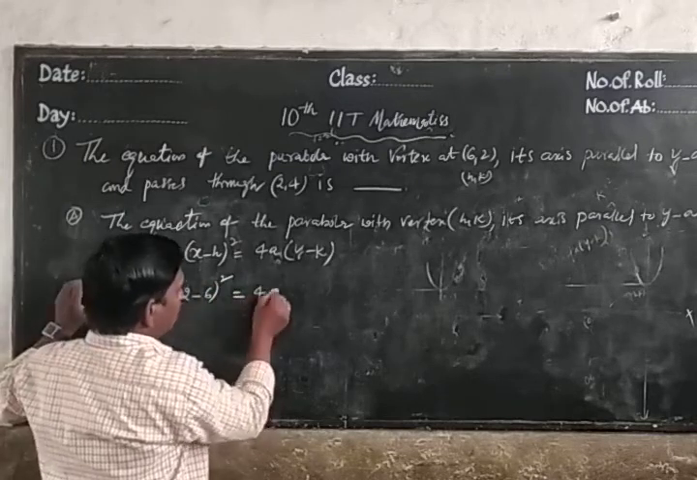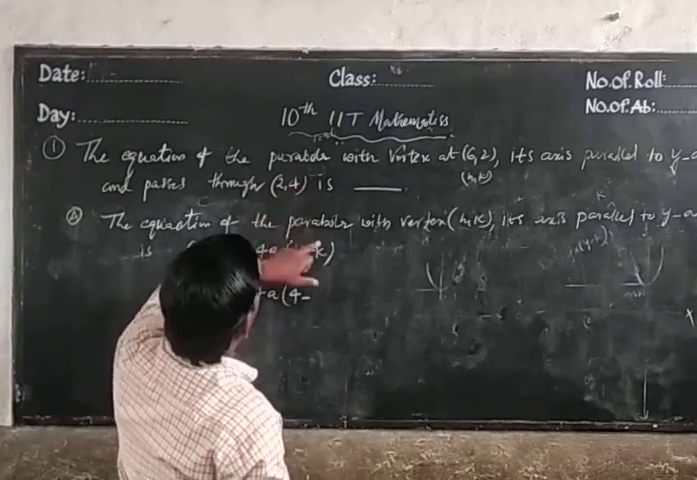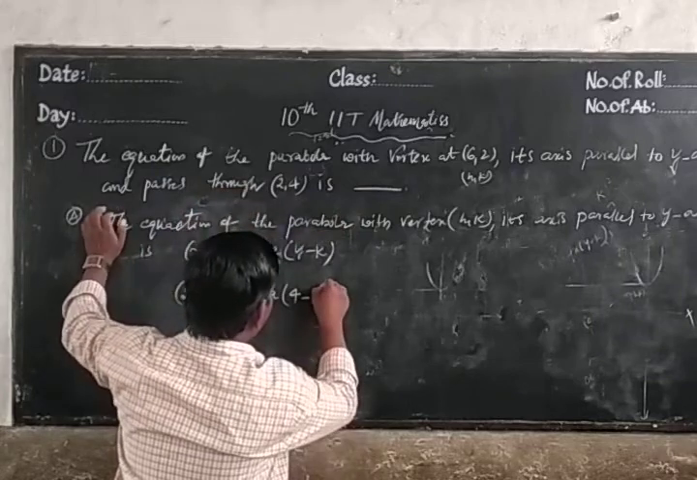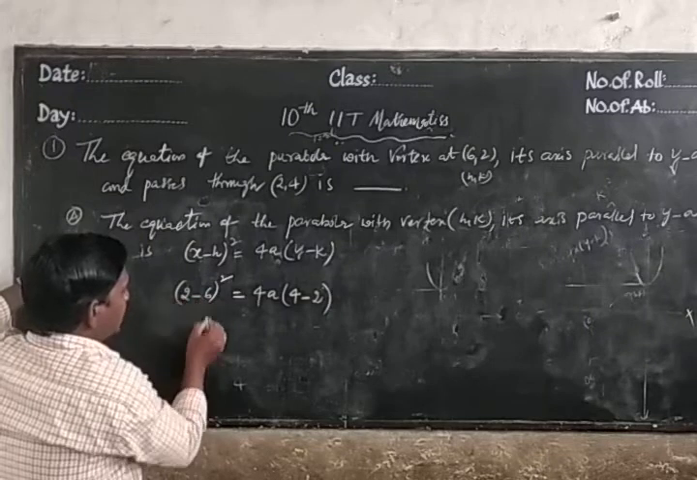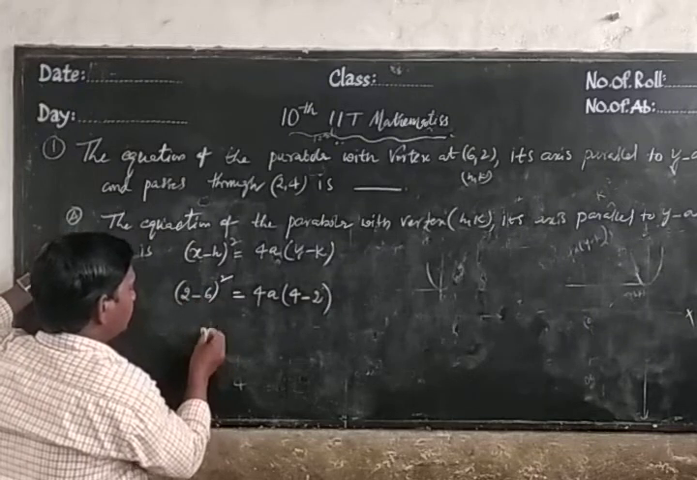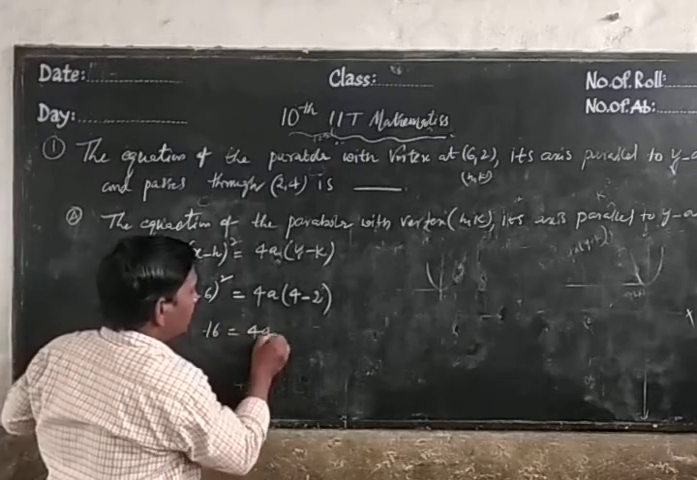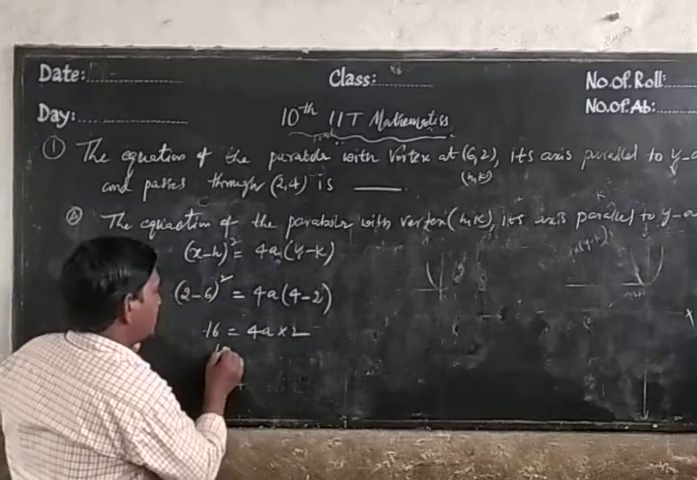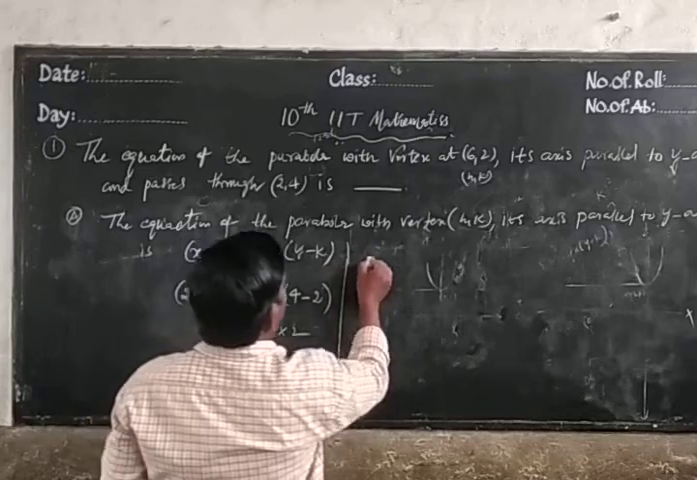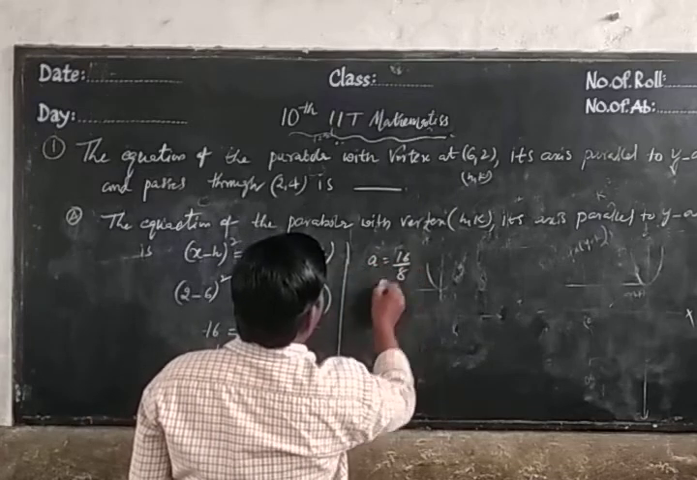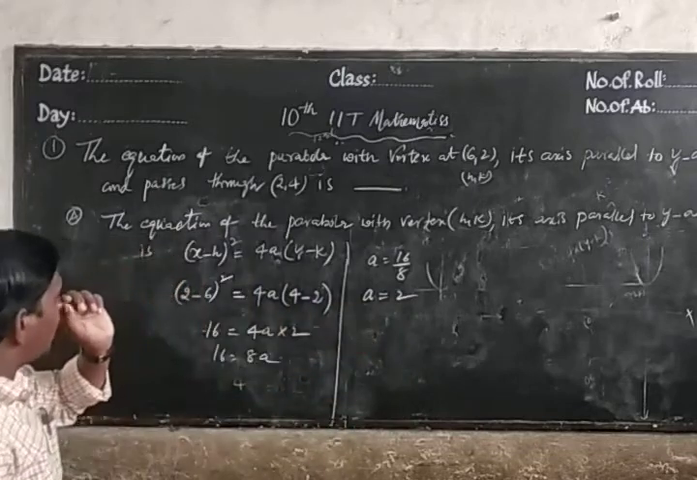Equals 4a. Y value 4. What is the k value? 2. Now (2 minus 6) whole square, into (4 minus 2). Minus 4 squared means 16, and 8a into 2. 16 equal to 8a. Then a equal to 16 by 8. That means a equal to 2. What is the a value? 2.